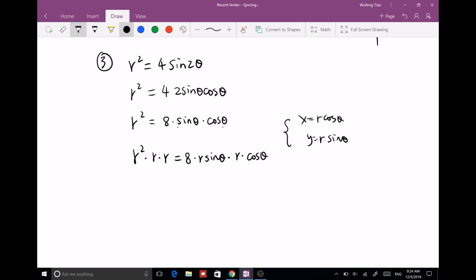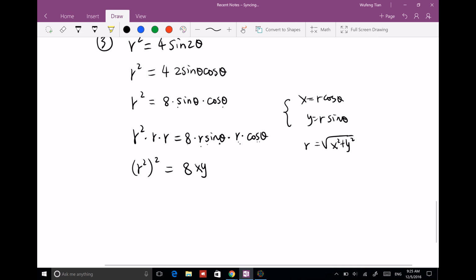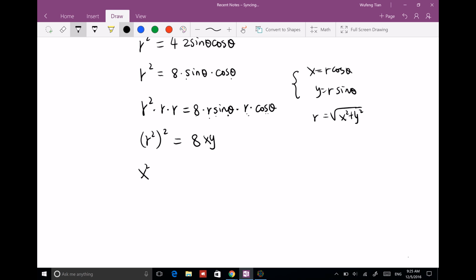Whenever you see a theta, you want to get rid of it, because r is not a concern. Why? Because r equals the square root of x squared plus y squared, so you can easily change the r into x and y. So here you have r squared, then squared. This one is 8 times r sine theta, which is y, times r cosine theta, which is x. So just x and y. And r squared equals x squared plus y squared. So it's x squared plus y squared, all squared, equals 8xy.